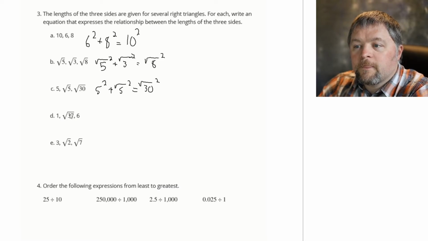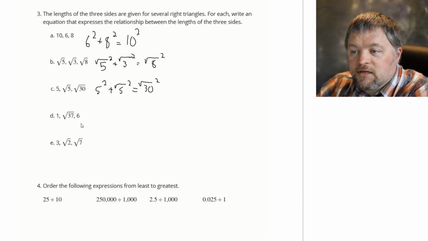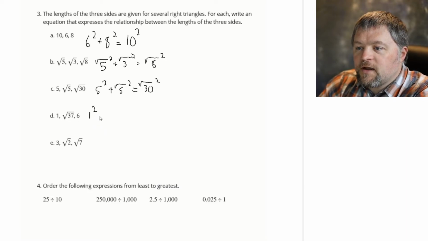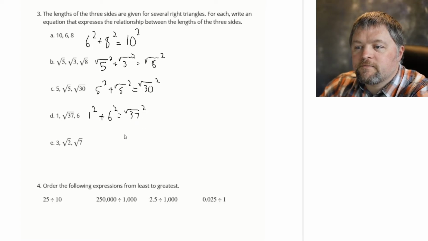1, the square root of 37, and 6. Which is our longest side? 6 squared is 36, so the square root of 37 has to be our hypotenuse. 1 squared plus 6 squared equals the square root of 37 squared.